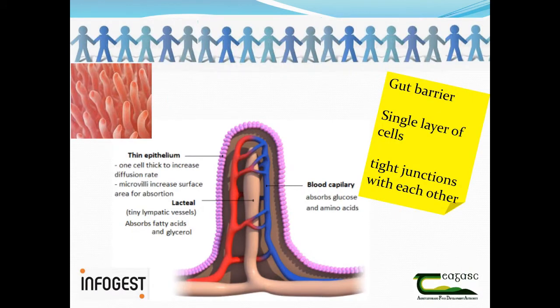So let's talk about these villi. The villus is the gut barrier. It has a single layer of cells, and each cell has a tight junction with each other. And food has to pass through that single layer of cells to get to the blood system. So the blood capillaries will absorb the glucose and the amino acids, and the lymphatic vessels will absorb the fatty acids and the glycerol.